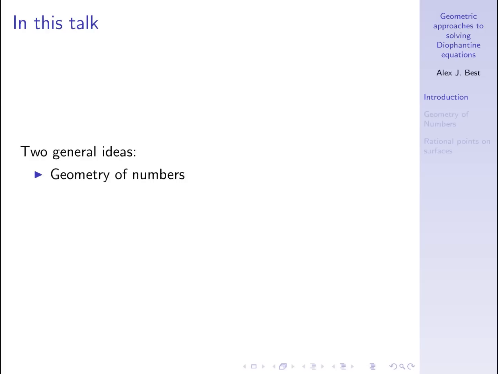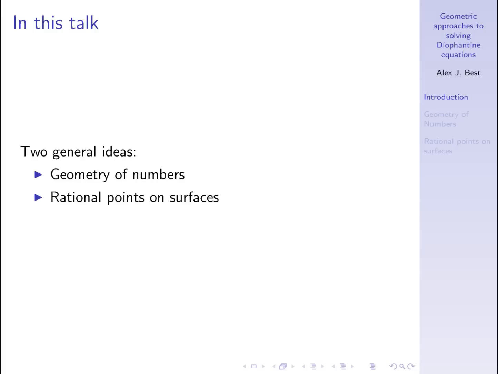The first is called geometry of numbers, and it's quite a nice way of showing that solutions exist to equations. And the second idea is about rational points on surfaces, and we'll see a bit more about what these are later, but let's just give you a quick overview.